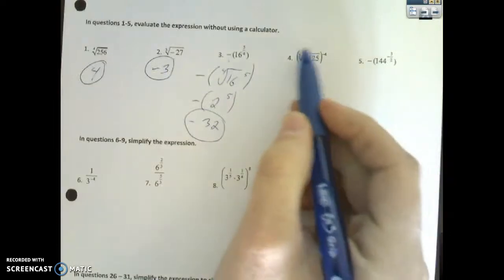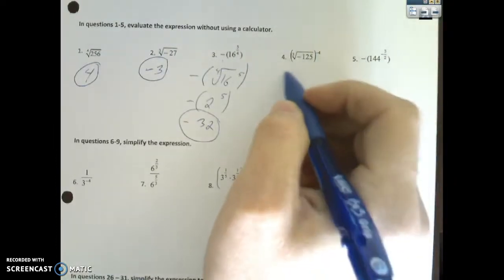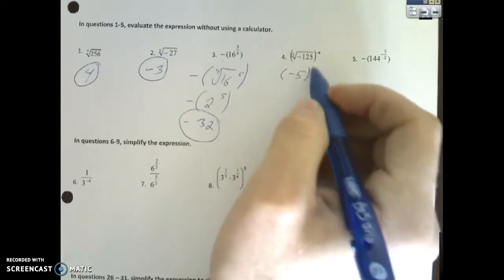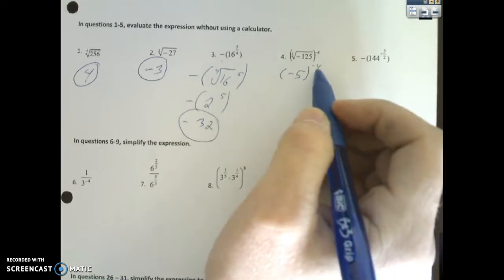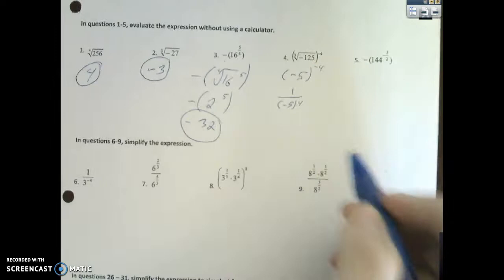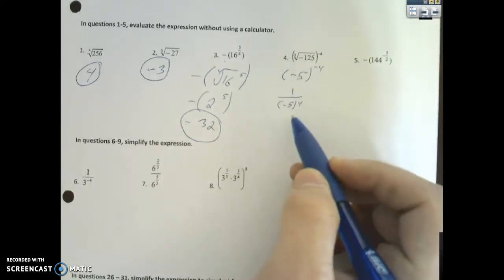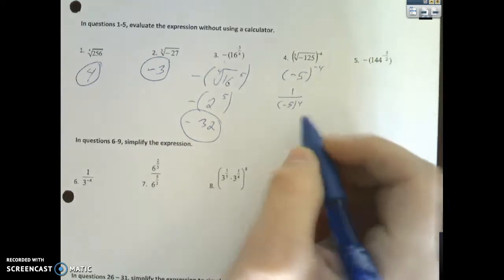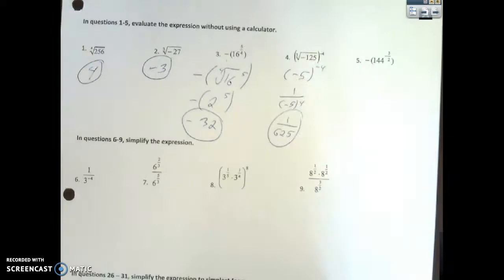Here, work inside your parentheses first. Don't ever forget your order of operations. Cube root of negative 125 is negative 5. Raise to the negative 4th power. Negative exponent, you flip it. That makes your exponent positive, not what's underneath it. Now, negative 5 to the 4th power gives me 625. 1 over 625. Very good.